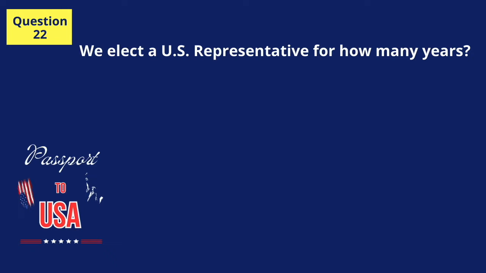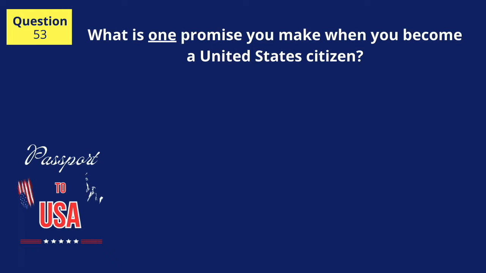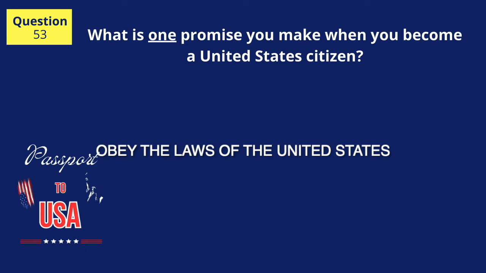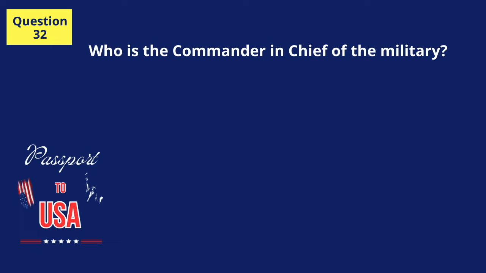We elect a U.S. representative for how many years? 2. What is one promise you make when you become a United States citizen? Obey the laws of the United States. Who is the commander-in-chief of the military? The President.